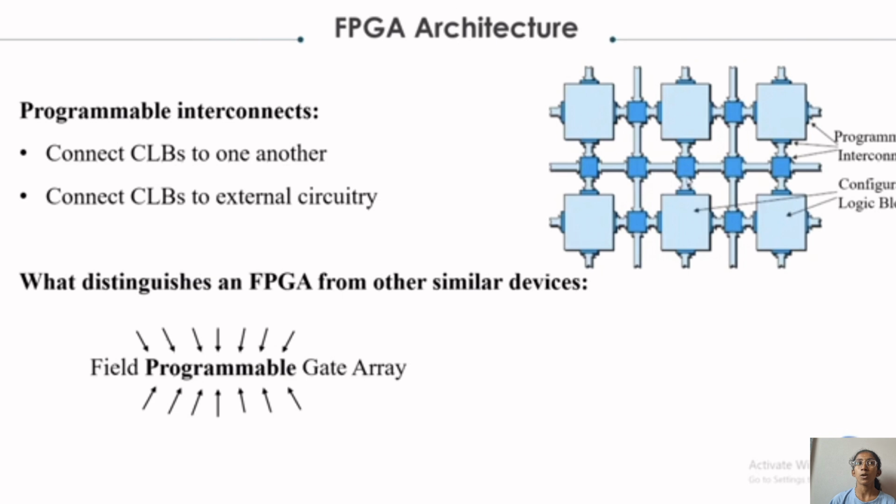FPGA architecture, the programmable interconnect: it connects the CLBs to one another, or it connects the CLBs to the external circuits. What distinguishes an FPGA from other similar devices, that is the programmable gate array, the main thing is that it is programmable.